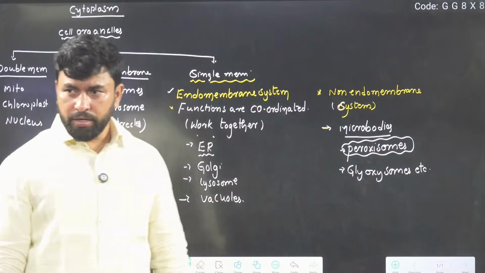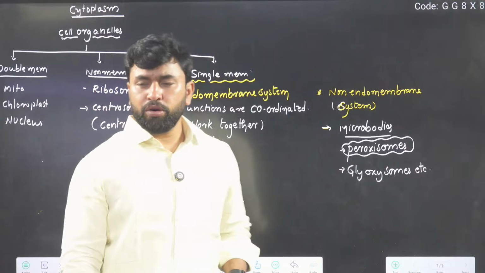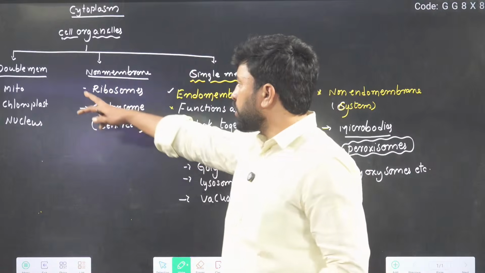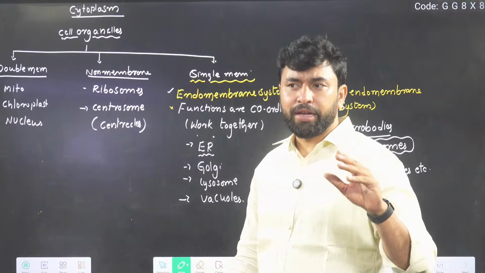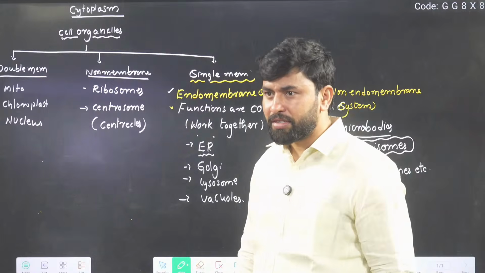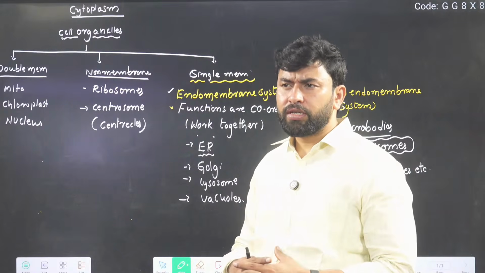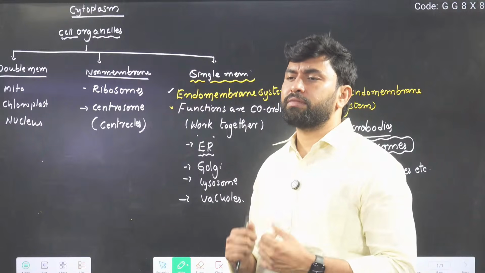For example, tell me, what about mitochondria? Is it an endomembrane body? First of all, is it a membranous body? Of course, mitochondria is membranous. In fact, it has two membranes. But the problem is, mitochondria would work independently of other membranes. It can work by itself.